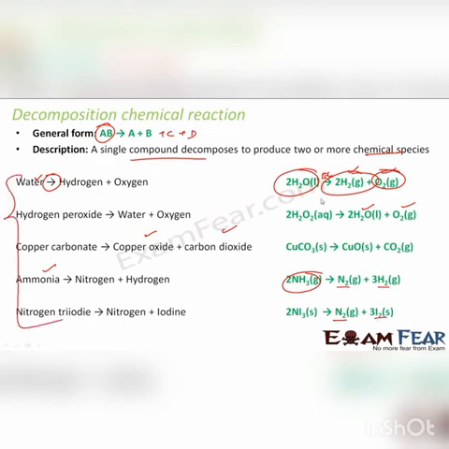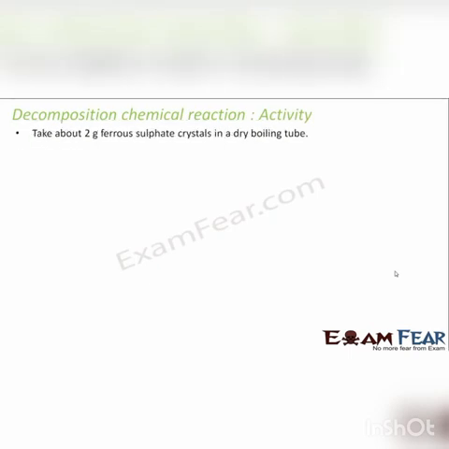So these are the chemical reactions where you see the common thing is you have one big compound and this gets broken into smaller species. This is an example of a decomposition chemical reaction. Correct.